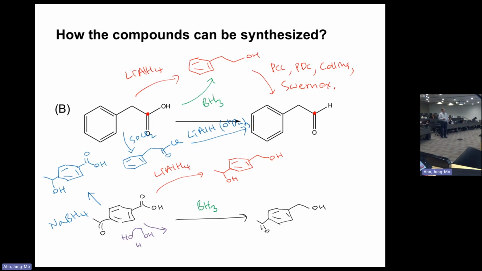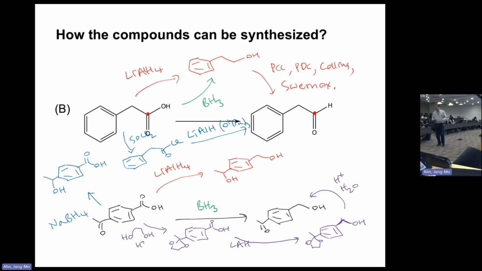But if you forget that, one other way to do it is you can protect the ketone as a cyclic acetal. And then you can use lithium aluminum hydride, whatever, to get the primary alcohol, release the acetal with acidic water, then you get the product. So I already showed you that. I just want to remind you what will happen with other reagents.